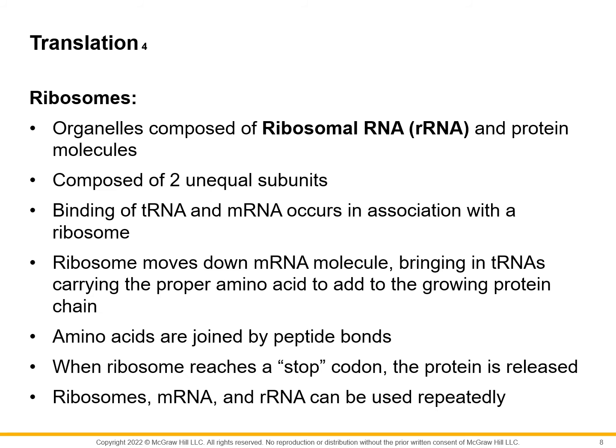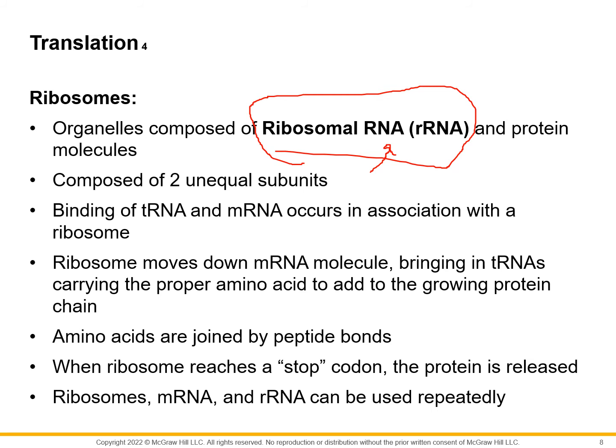Now, ribosomes, these very special organelles, are actually composed of ribosomal RNA, or rRNA. There are 2 unequal subunits, but they are both rRNA. And so binding of tRNA, transfer RNA, and mRNA, messenger RNA, occurs in association with the ribosome. So it's these 3 working together to make this happen.